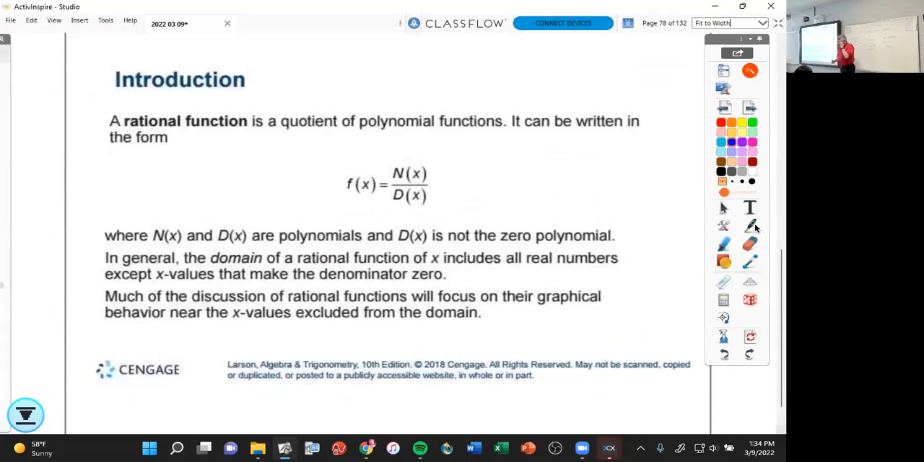A rational function is a quotient of a polynomial and a polynomial. What can you not divide by? You can't divide by 0. Okay. So that means that if f of x is equal to n of x divided by d of x, d of x can't be 0, right? So you have to find values of x that make d of x 0 and throw them out, because they can't be part of the domain. And we'll talk about more of this later. Moving on.